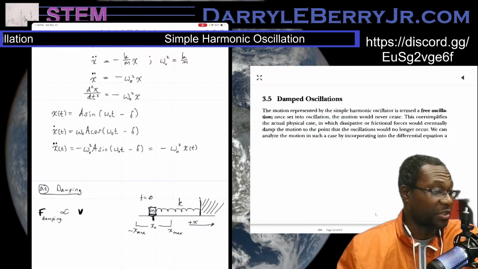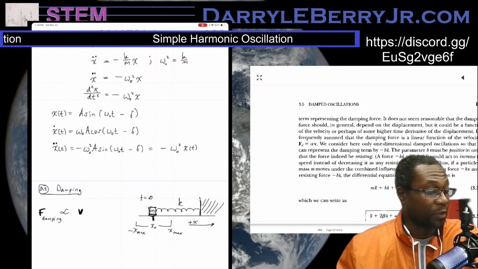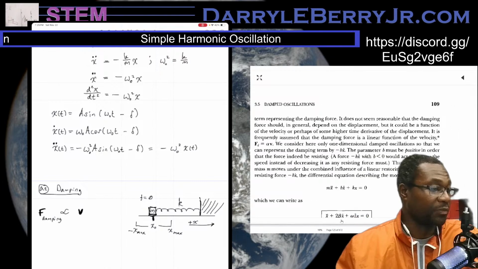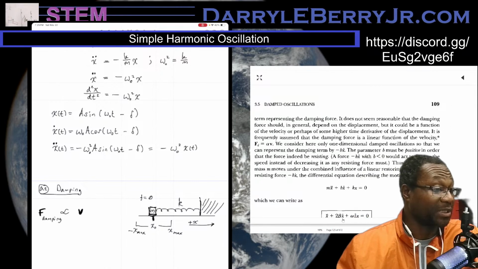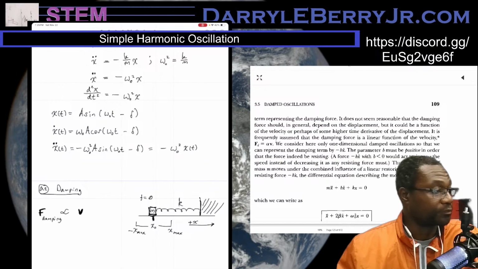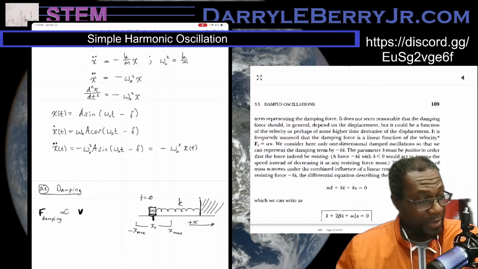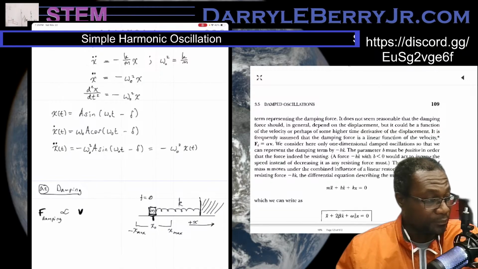We can analyze the motion in such a case by incorporating into the differential equation a term representing a damping force. It does not seem reasonable that the damping force should, in general, depend on displacement, but it could be a function of velocity or perhaps some higher derivative of the displacement. It is frequently assumed that the damping force is a linear function of velocity. Right, cool. The online search didn't help with that one.